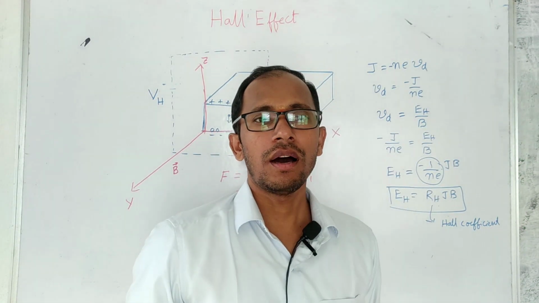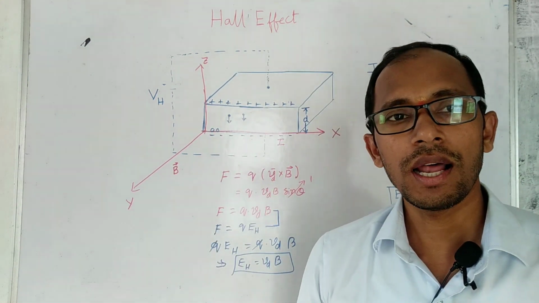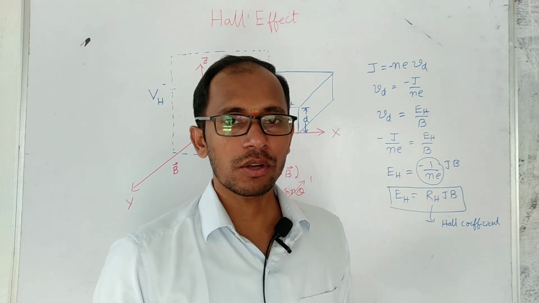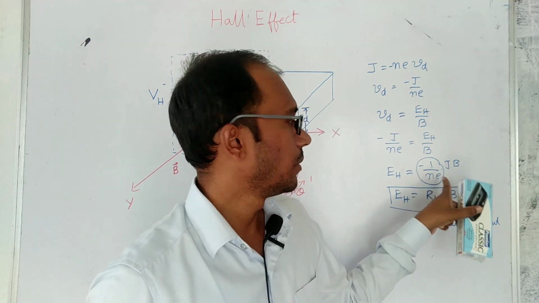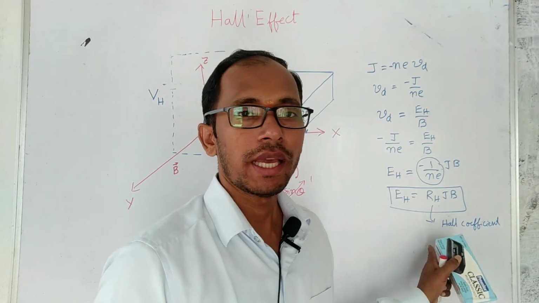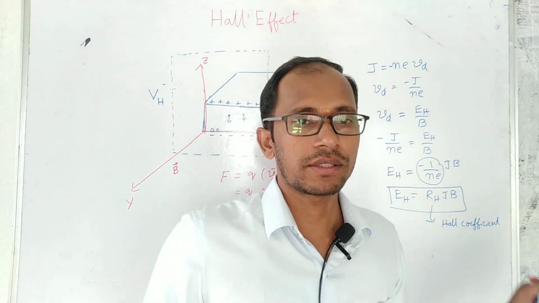So this is called the Hall coefficient. So Hall coefficient for what? For electrons, the Hall coefficient RH is equal to minus 1 by NE. So this we derived for the electrons, the electron charge carriers.